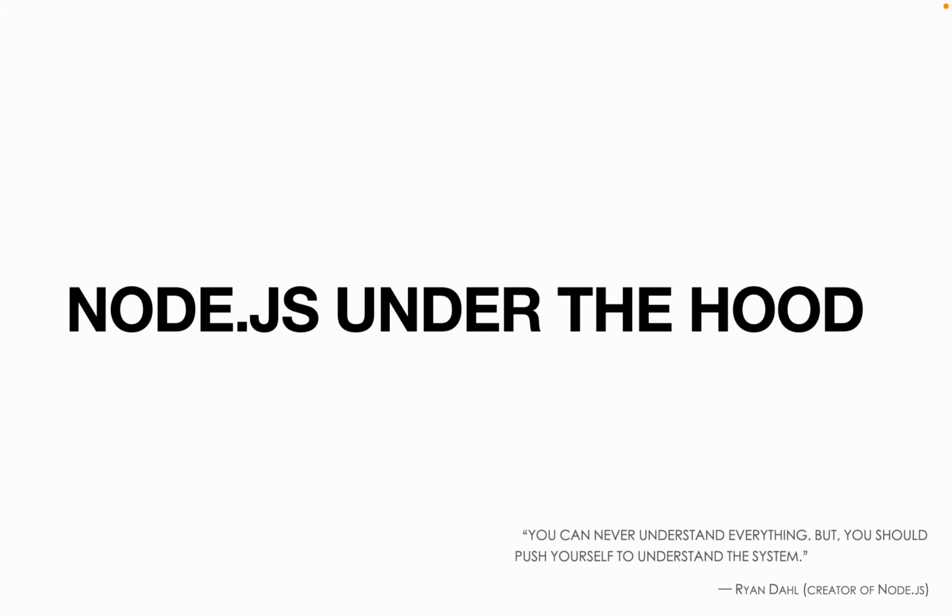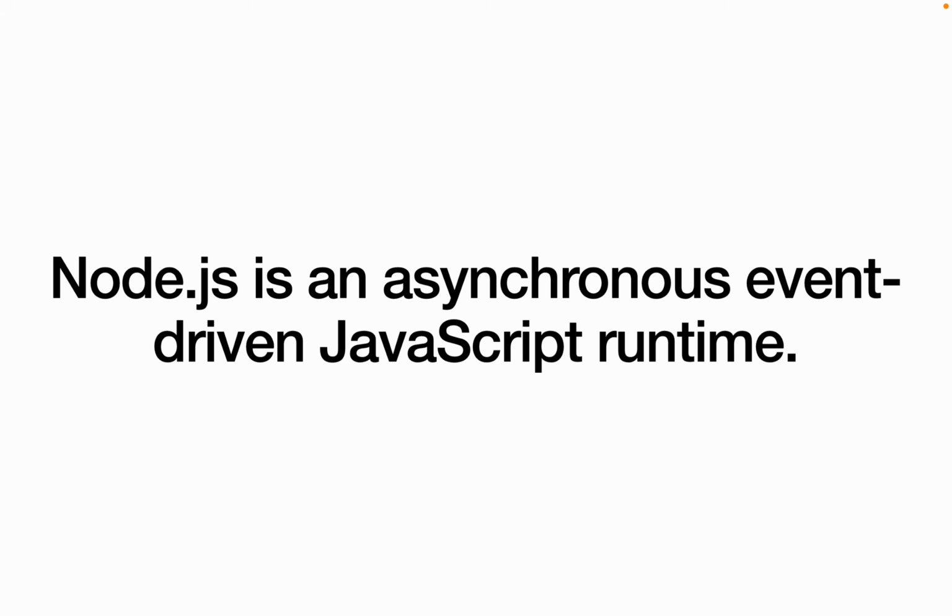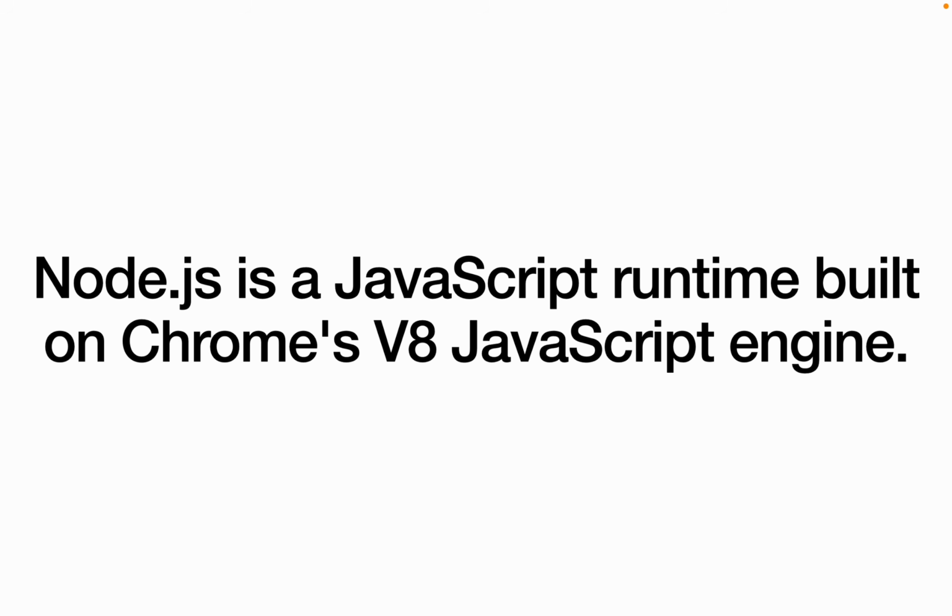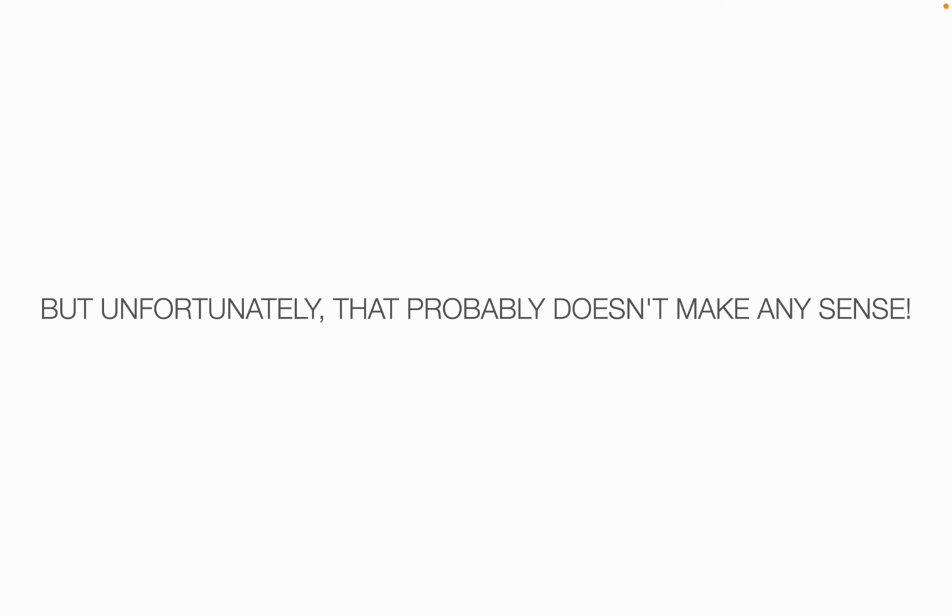Now, we could just cut the conversation right now and say that Node.js is an asynchronous event-driven JavaScript runtime, or Node.js is a JavaScript runtime built on Chrome's V8 JavaScript engine, but unfortunately, that probably doesn't make any sense. We have a lot of words that we're not familiar with.